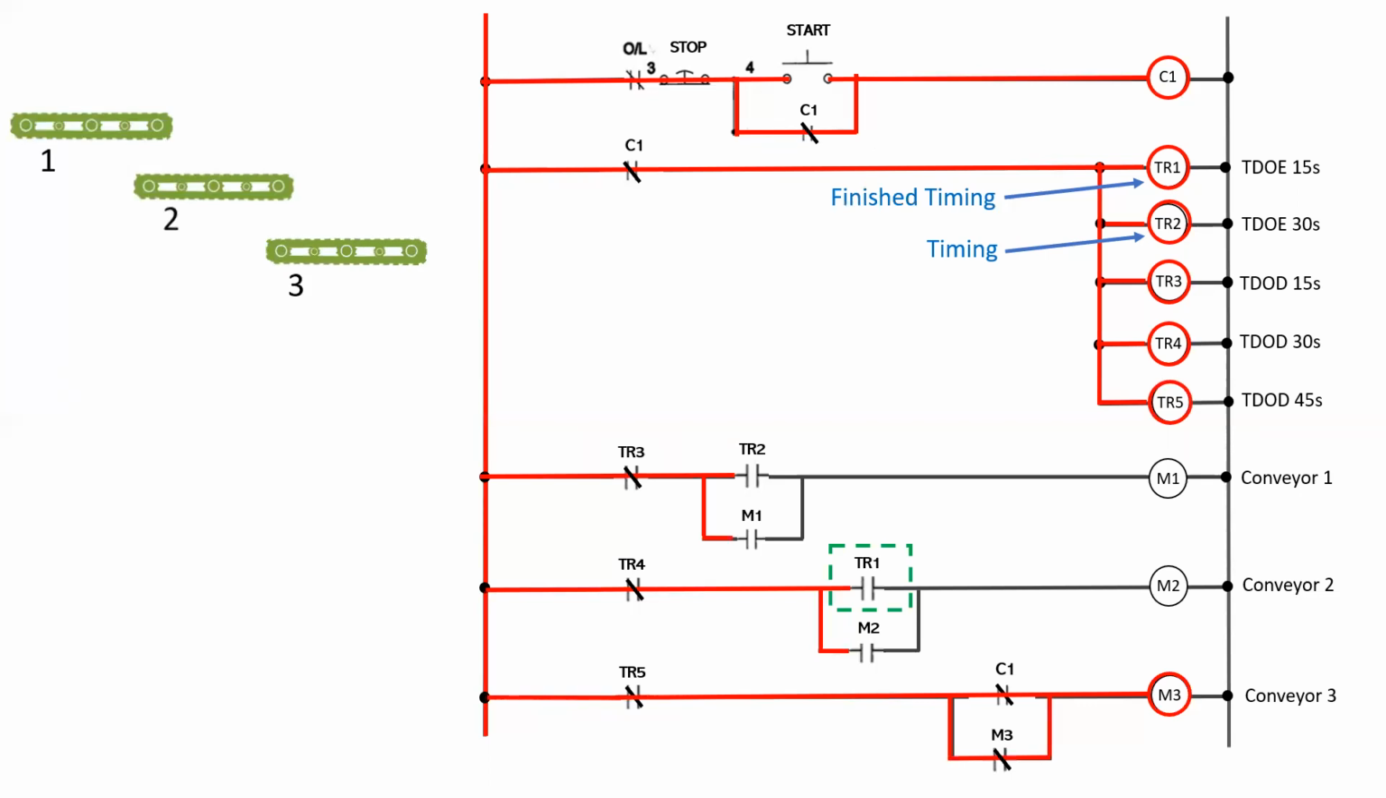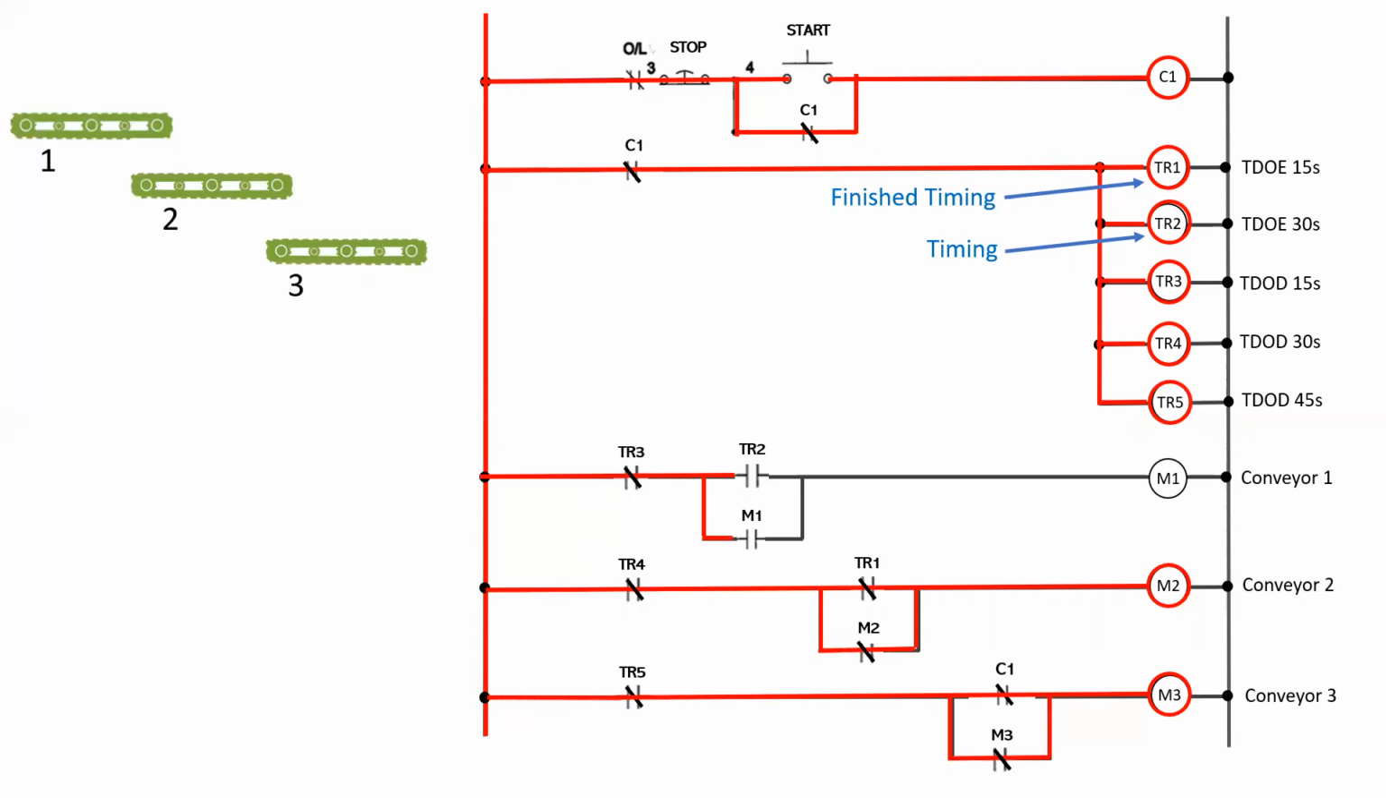Eventually, TR1 will time out. Let's say 15 seconds has elapsed. TR1 is controlling the TR1 normally open contact for motor 2. It will now close, energizing the M2 coil, which will then cause the M2 contacts, including the power contacts for the motor 2 conveyor, to close, and that will cause the motor to start up and the second conveyor to start turning. We now have a holding path in place for the second motor.